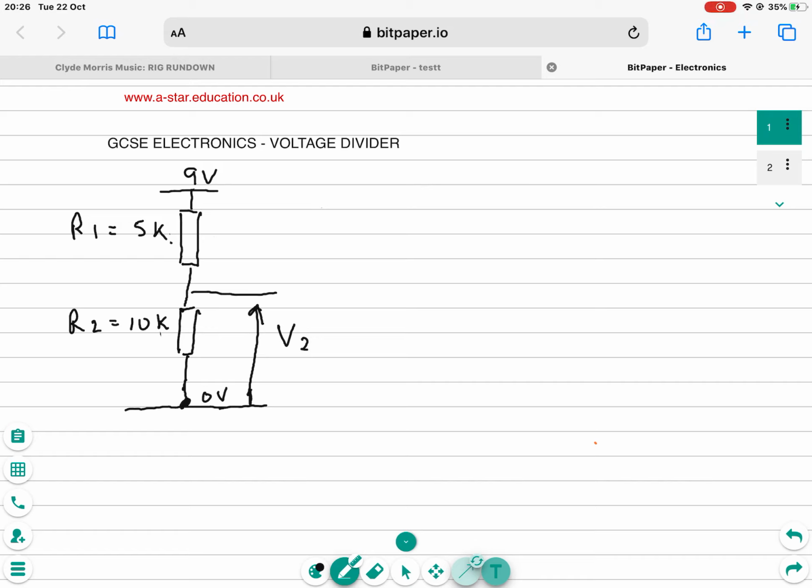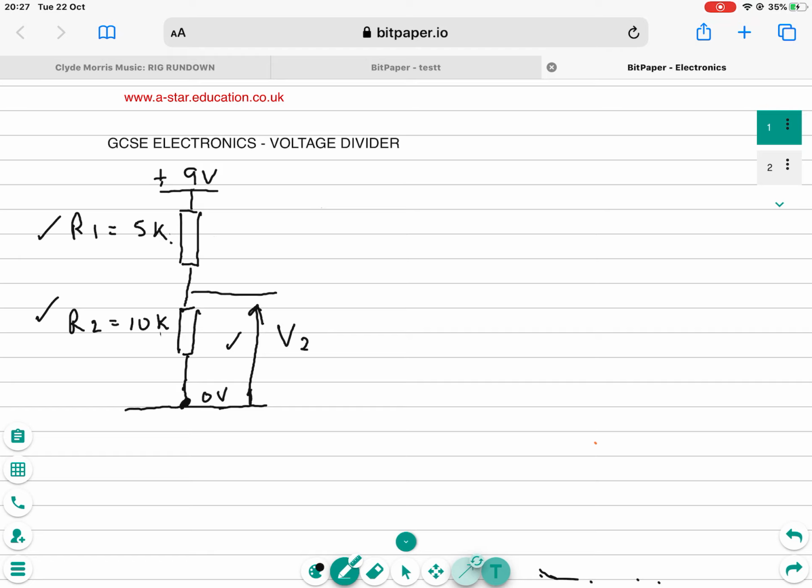Hello, my name's Clyde Morris and I want to show you a typical GCSE problem which involves a voltage divider, where we've got two resistors, R1 in series with another resistor R2, and we've got to try and find out the voltage across the second resistor, the voltage across R2, this voltage here V2. We've got a 9 volt power supply as well. Okay, so how do we go about doing this?